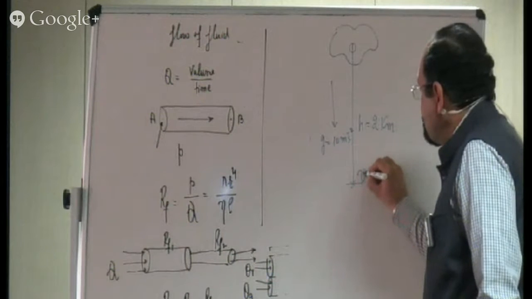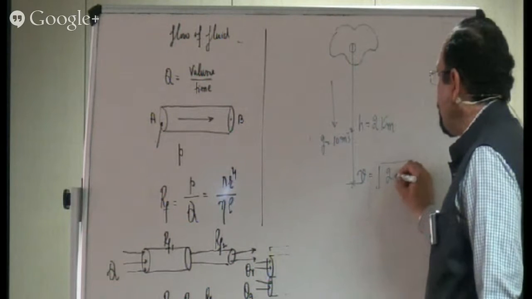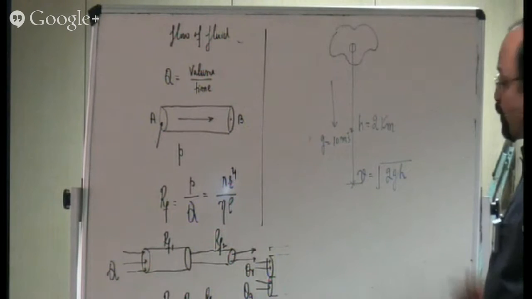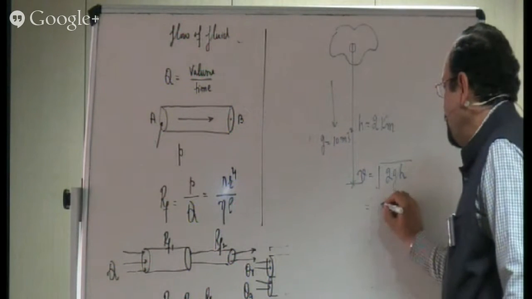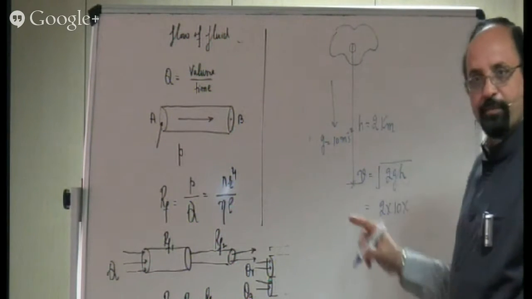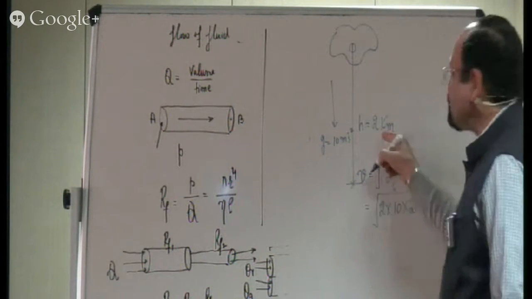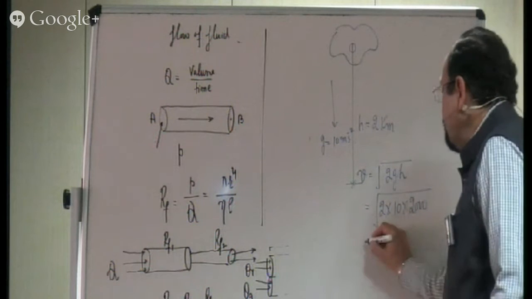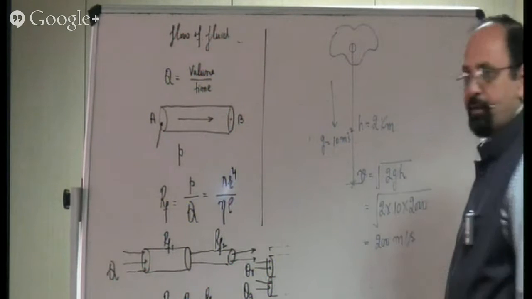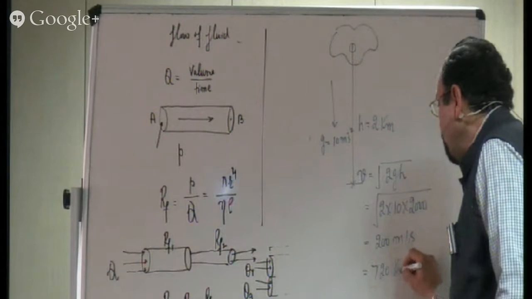The velocity with which it will hit the ground, from the one-dimensional motion, can be obtained by a simple formula, v equals under root of 2gh. Let's put the value and see what happens. 2g is the acceleration due to gravity, h is the height, and that is 2000 meters because I have taken it as 2 kilometers. If you solve it, you will find this comes out to be 200 meters per second, and that is equivalent to 720 kilometers per hour.